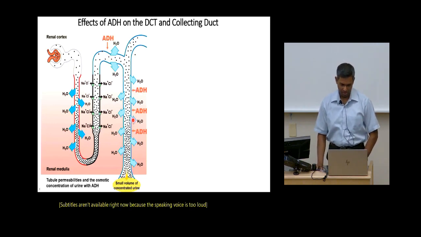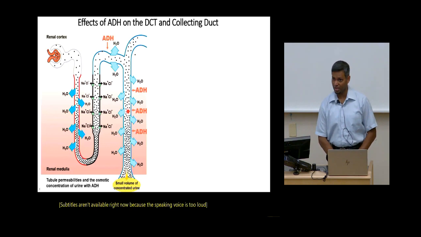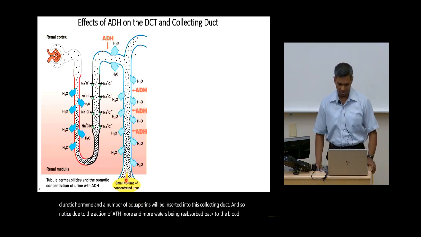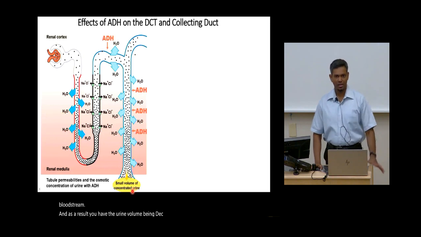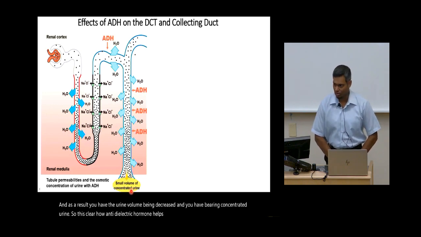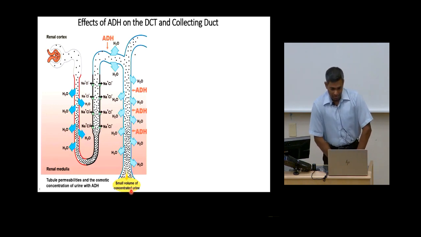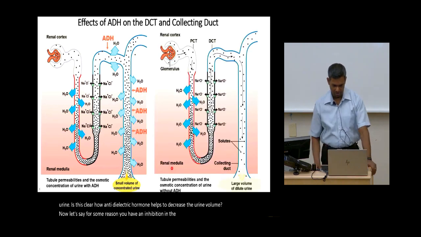And so notice, due to the action of ADH, more and more water is being reabsorbed back into the bloodstream, and as a result you have the urine volume being decreased and you have very concentrated urine. Is this clear? How antidiuretic hormone helps to decrease the urine volume. Now let's say for some reason you have an inhibition in the antidiuretic hormone, as you see here, right?